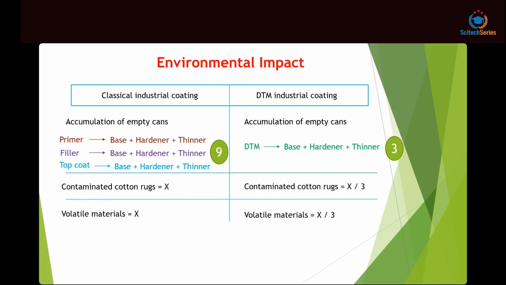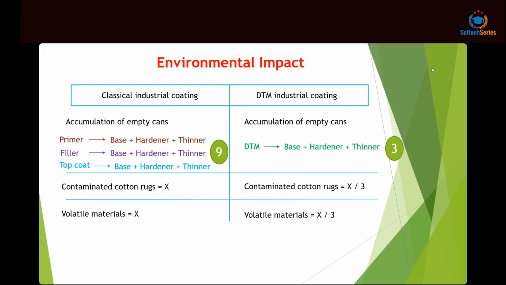But with direct-to-metal coating, we use only three cans: base component, hardener, and thinner. So now you can see one third. Ultimately, we are left with only three cans here, right? So hazardous materials are already cut down by 66% by DTM, that means the direct-to-metal coating system.